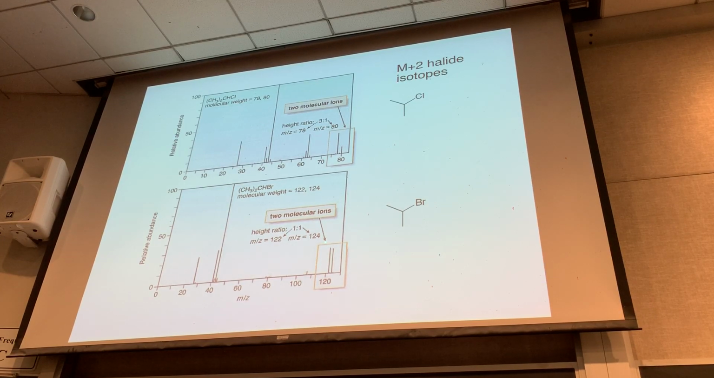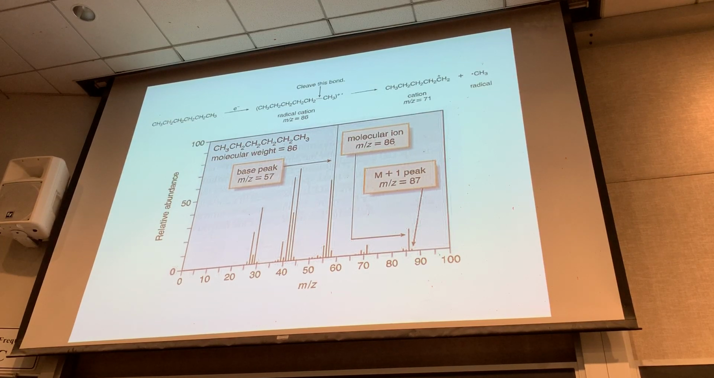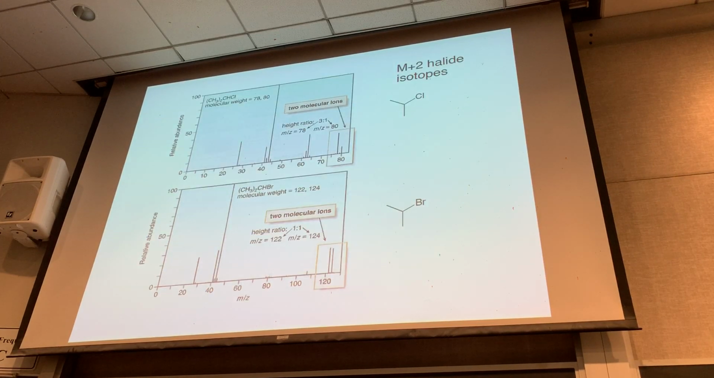But if you see this 1:1 peak up here, the highest molecular weight thing that you suspect to be the parent, if it's 1:1 and it's M and M+2, you probably have bromine. If it's 3:1, you probably have chlorine. So that's a good way to tell and keep track of that. All right, before we get back into fragmentation, let's work a problem here.